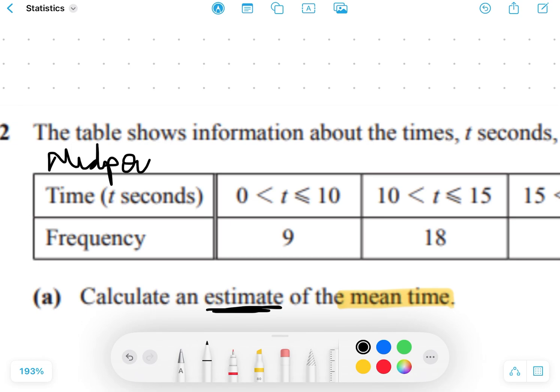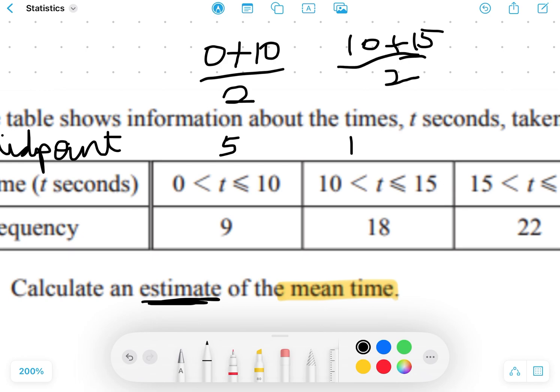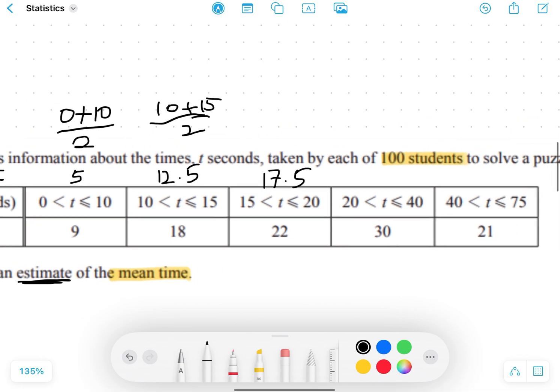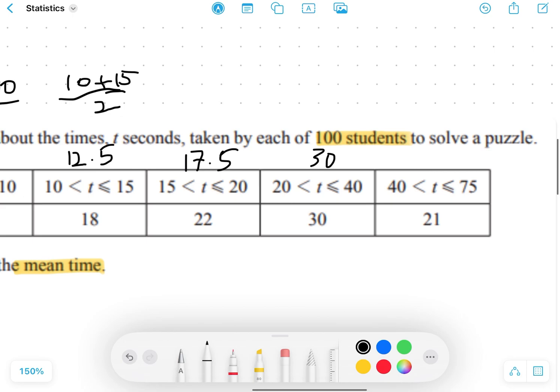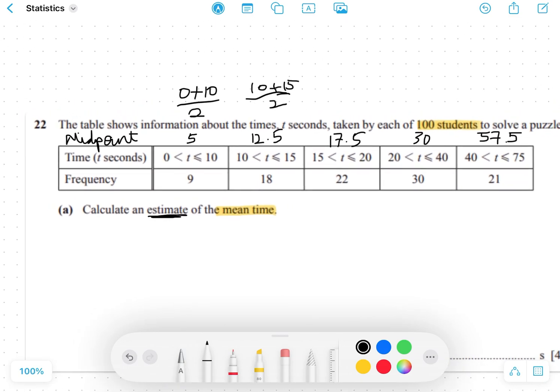So let's create a new row, midpoint. The midpoint of 0 and 10 is 5. The way we do this is 0 plus 10 all over 2, that's 5. We do the same for this, 10 plus 15 over 2, which gives us the midpoint 12.5. We continue: 17.5, 30, and 57.5. Now we have the midpoints of each of the intervals.